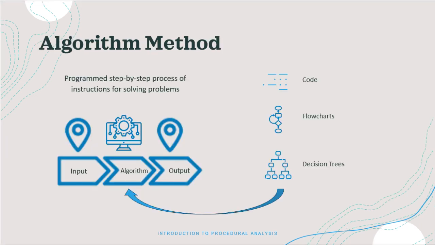Lastly, the algorithm method is worth mentioning. Similar to the flowchart and decision tree, technology has enabled designers to use computer programming to simplify this labor-intensive process of procedural analysis. The algorithm method, in its simplest form, is a programmed step-by-step process of instructions for solving problems. They are time-consuming to create, but greatly reduce the time needed to analyze various tasks.